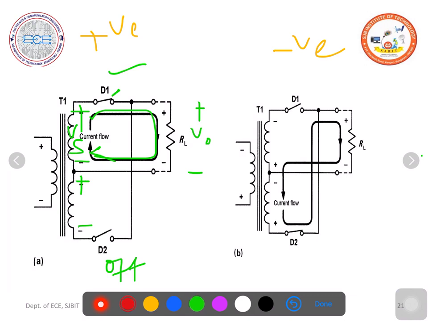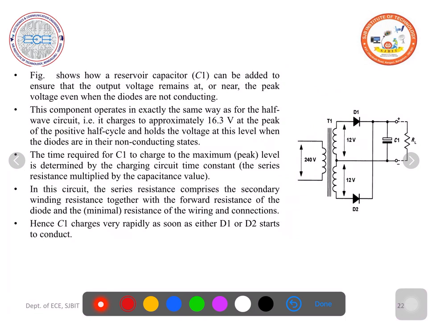In the secondary, in the negative half cycle, this terminal is negative, this terminal is positive, this is negative, this is positive. So D1 is off, reverse bias, D2 is on or forward bias. So the current flows in this direction. So if you observe through the load, the current flows in the same direction.